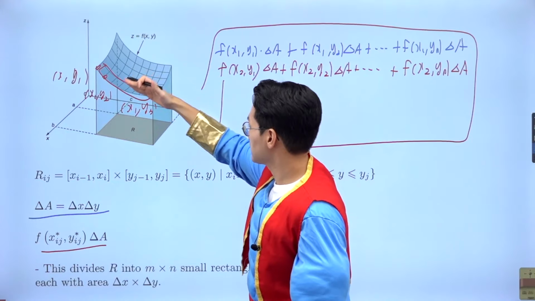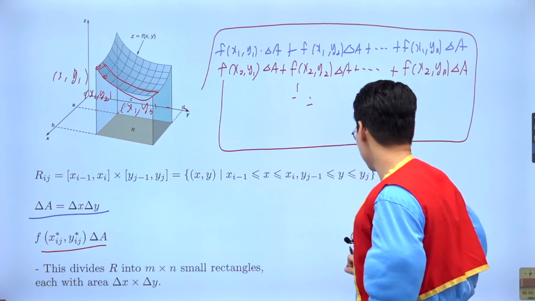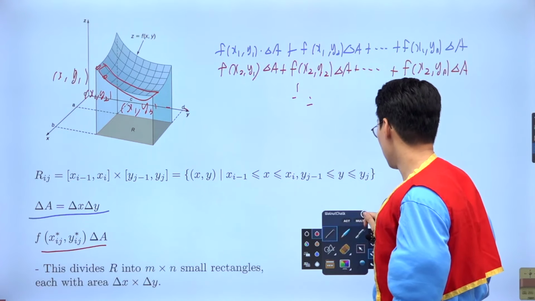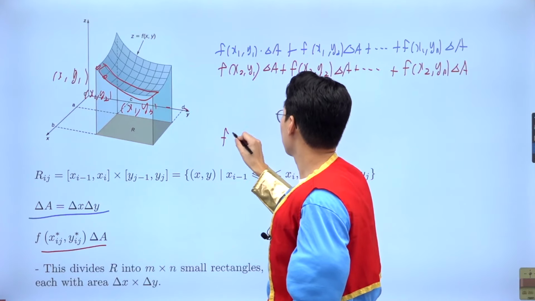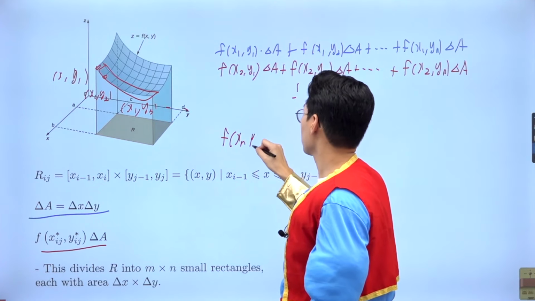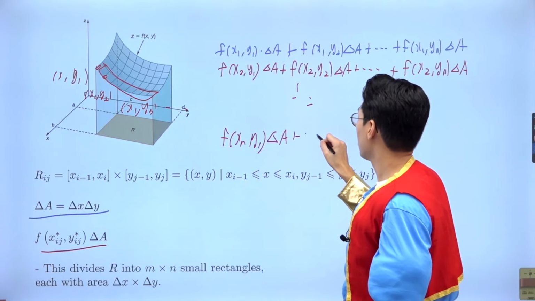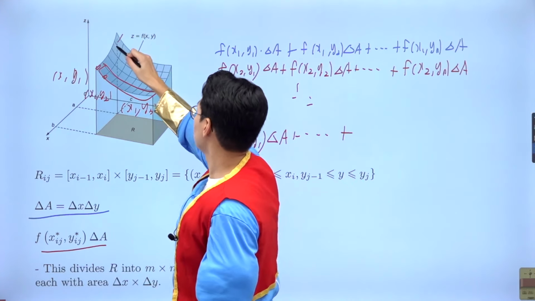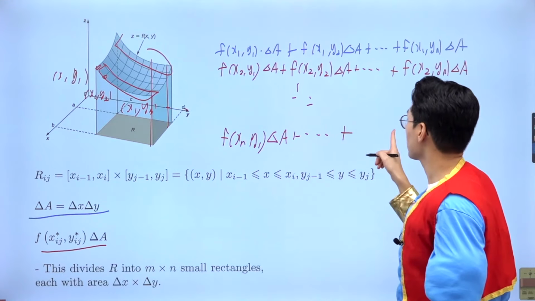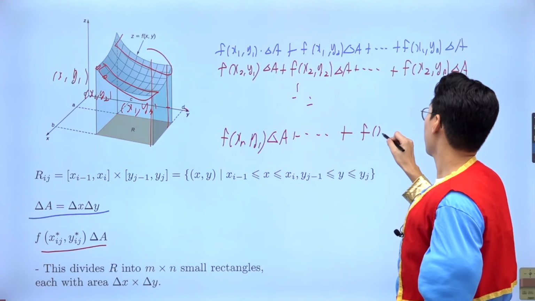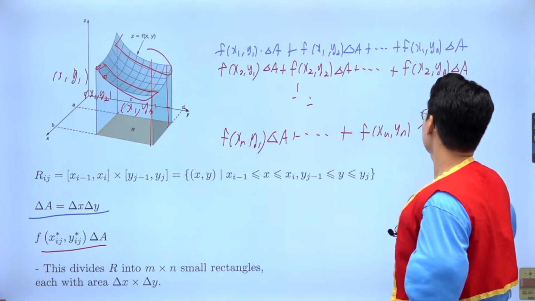Starting with the first, second, and going all the way up to the nth row. Let's go up to the nth row. I'm going to have a function of x at the nth row, starting with the first y value for the pillar on that row, and I'm going to go all the way up to f of x, y, and delta a.